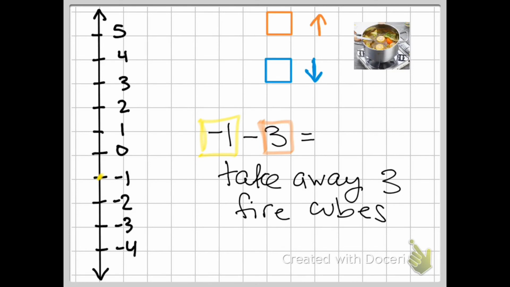And if we were to take 3 fire cubes out of the soup pot, that would make our soup colder, because when you remove fire, things are going to get colder. And colder is a downward direction. So when we take away 3 fire cubes, we're going to go down 3 spaces. So our starting point is -1, and we're going down 3 spaces, leaving us at -4. So our answer is -4. We've gotten colder.